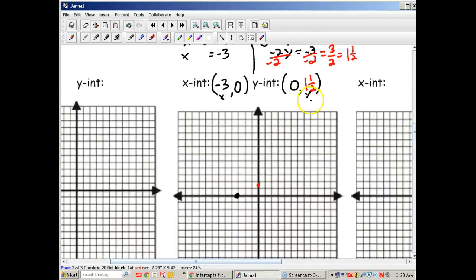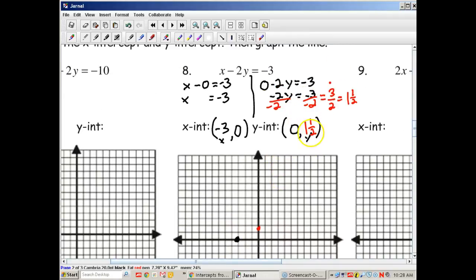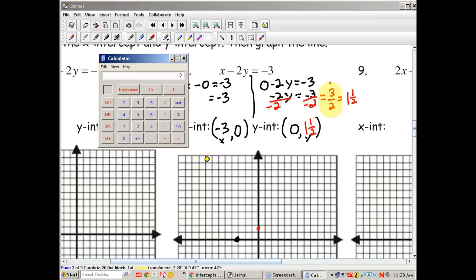Okay? And fractions and decimals are okay. You will have to go back to elementary school and maybe convert something to a mixed number or a decimal in order to graph it. Okay? So just keep that in mind. 3 over 2, it's expected that you know that that's 1.5. Just type in a calculator if you're not quite sure. 3 divided by 2, 3 over 2, 1.5. Okay? No problem.